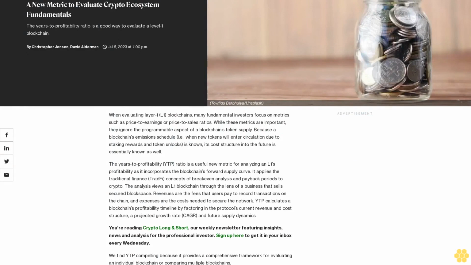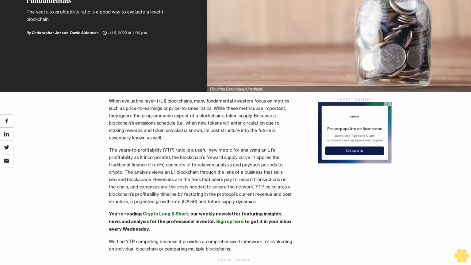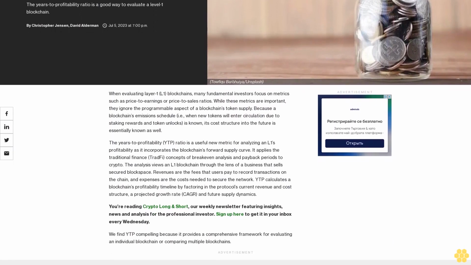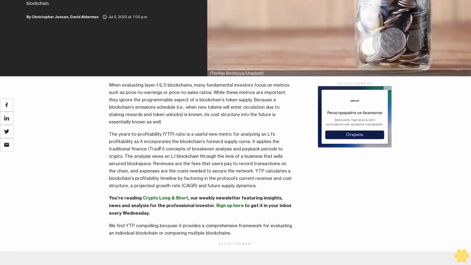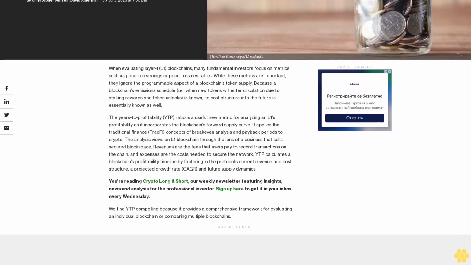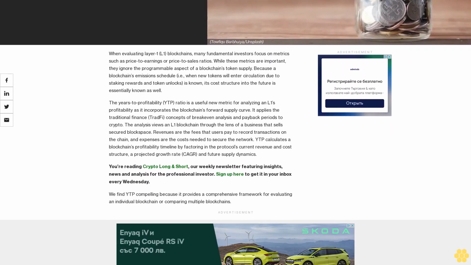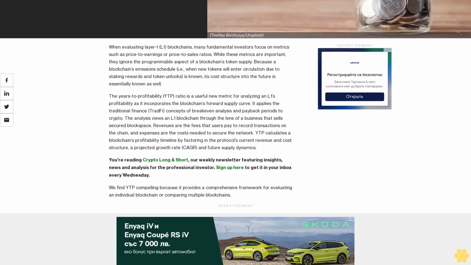A new metric to evaluate crypto ecosystem fundamentals. The years to profitability ratio is a good way to evaluate a layer 1 blockchain. When evaluating layer 1 blockchains, many fundamental investors focus on metrics such as price to earnings or price to sales ratios. While these metrics are important, they ignore the programmable aspect of a blockchain's token supply.